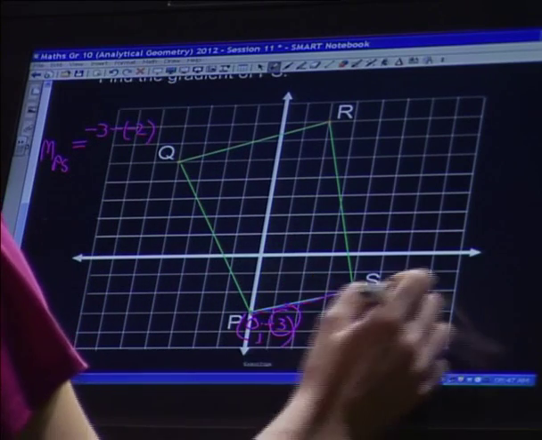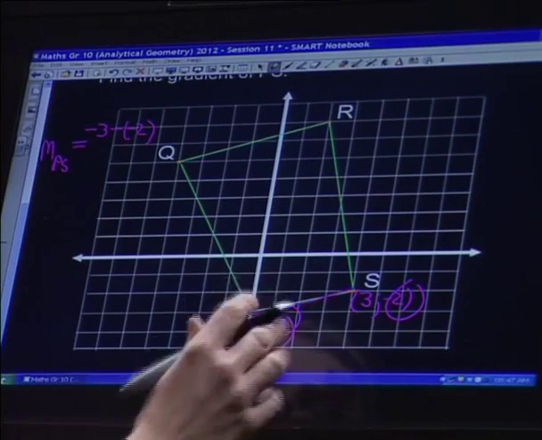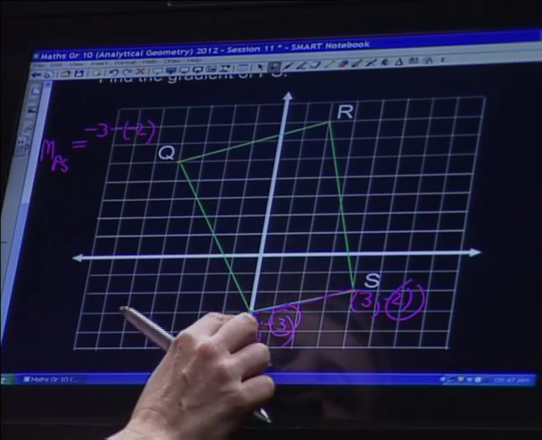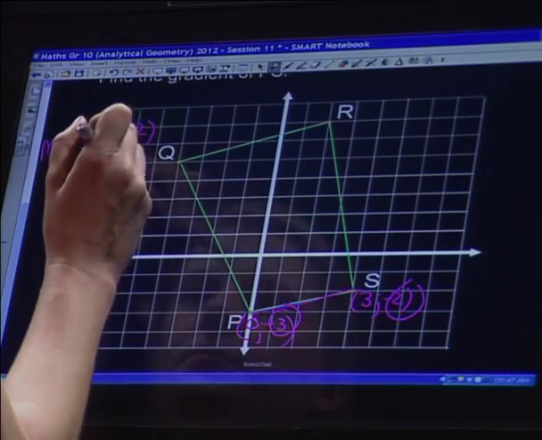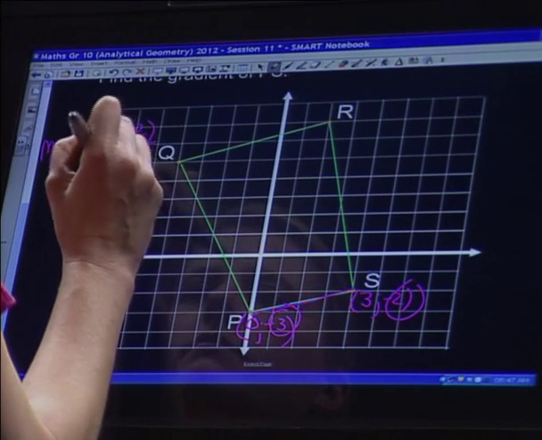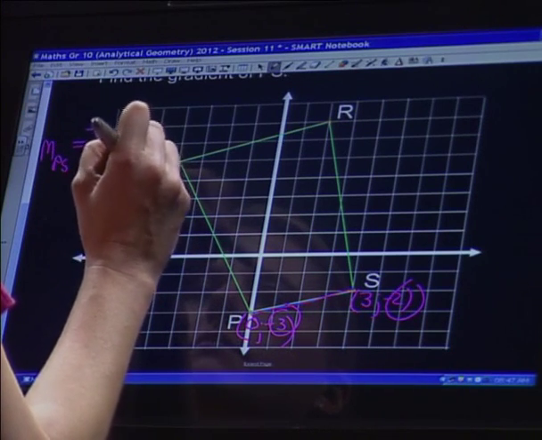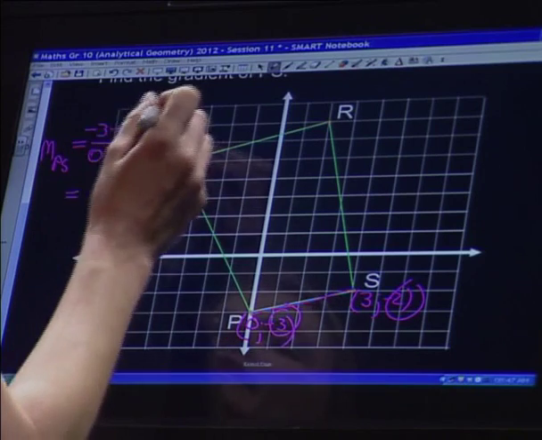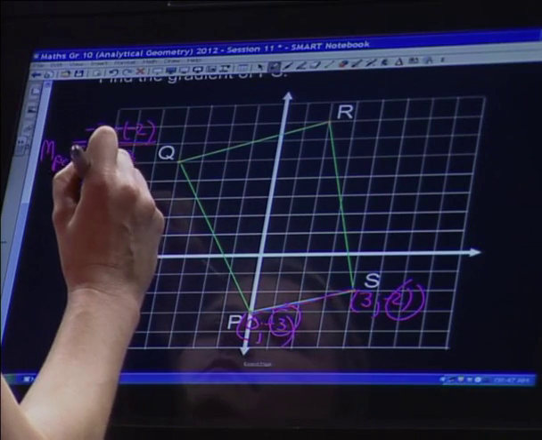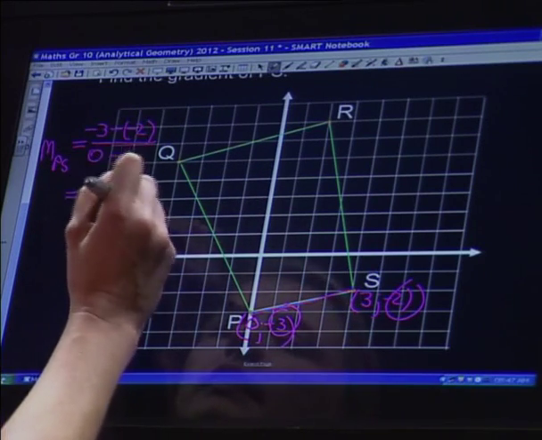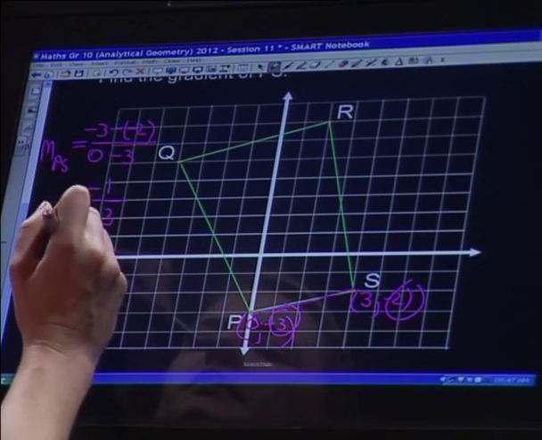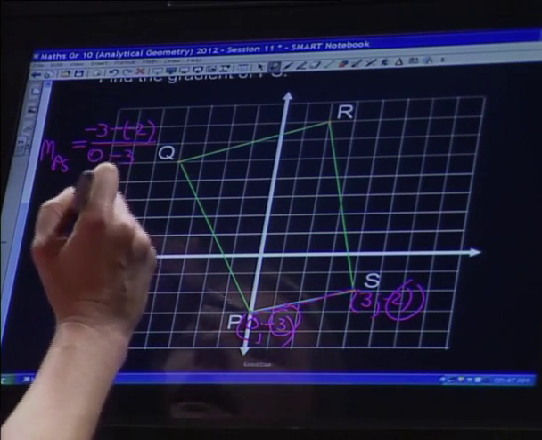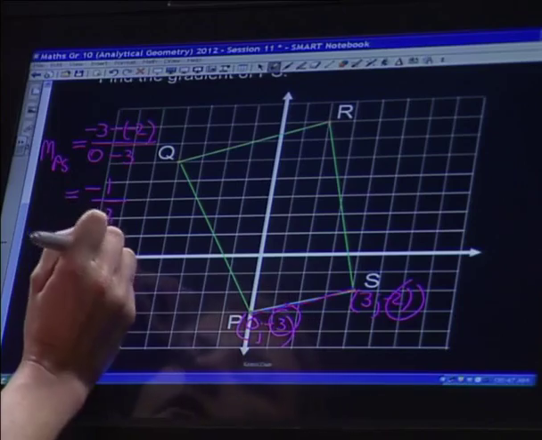Those are my y values. And starting again then from point P, (0; -3). So I get -3 plus 2, which is -1, over -3. And of course, the minuses cancel out, and my gradient is 1 over 3.